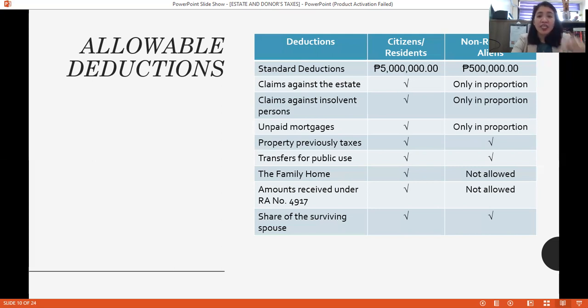Then ngayon, within 5 years mula sa pagkamatay ni decedent 1, namatay ulit si A. Meaning, pagkamatay ni A, mapupunta na naman yung property na namana niya from decedent 1 to B. So, ano itong property previously taxed? Sa scenario natin, di ba dalawang transfer yon? Decedent 1, namatay siya, di ba? Na-transfer kay A.